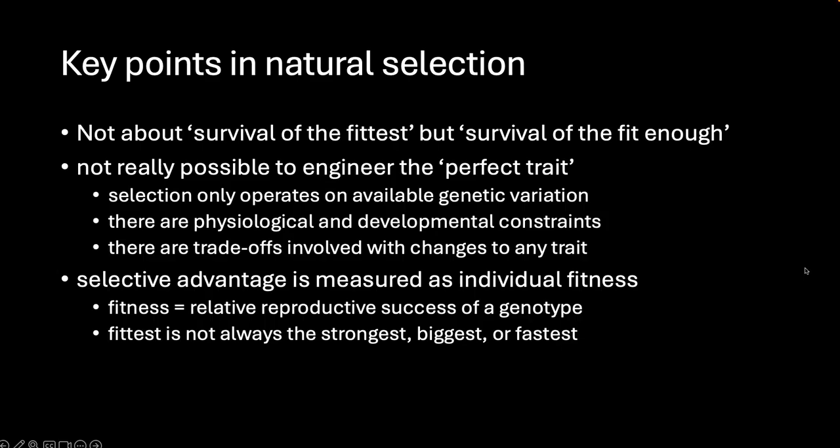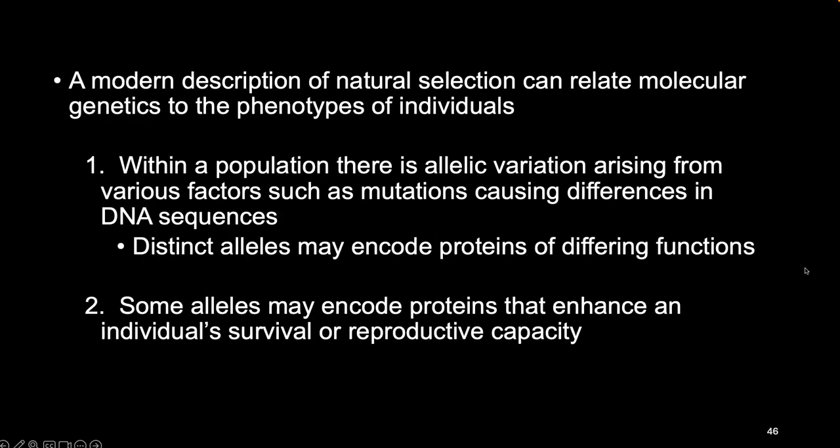As I said previously, being fit in a population is a relative measure. An organism's fitness is their relative reproductive success. Additionally, fitness is all about reproduction and not always about being the biggest, strongest, or fastest organism in the population. Thinking about natural selection in a modern molecular context, we see these four tenets.